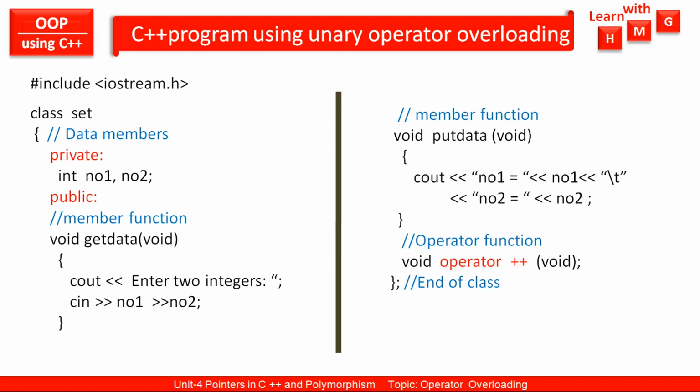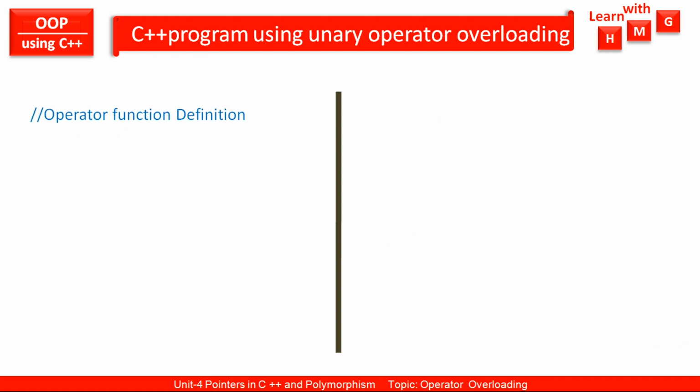Okay, so now let us write the definition of the operator function. This is your operator function declaration, and the operator function definition is here. So: void set::operator++(void). Operator++ is the operator function name. The set scope resolution operator indicates that the operator function is a member of the set class, and this function does not return any value and does not accept any argument.